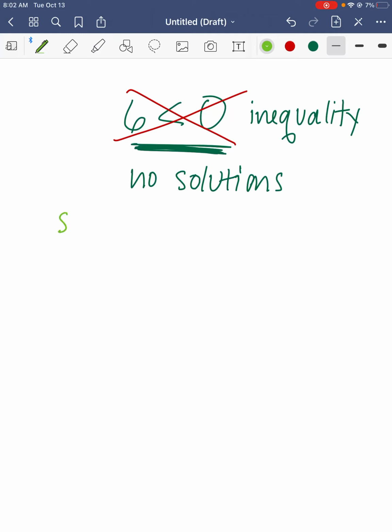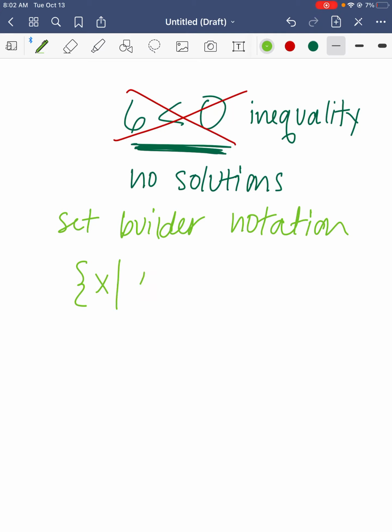Okay, so in set builder notation, the way we represent that is we start the same way, say our variable is x again. We say x is an element of the empty set. Okay, so that means there are no values of x that will ever make this true.